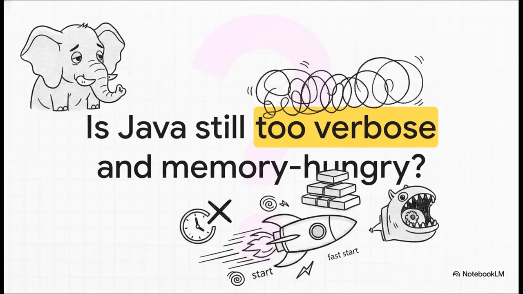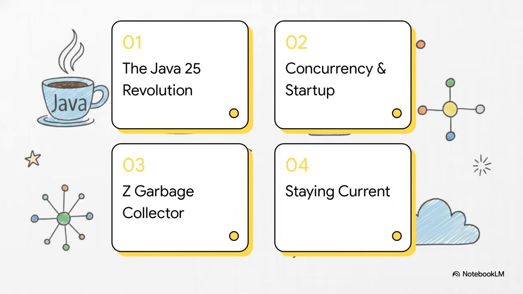The platform has undergone a massive evolution, and the tools that we have today are practically unrecognizable from the Java of 10 years ago. So, to shatter those old stereotypes once and for all, here is our roadmap for today. Number 1, the Java 25 revolution. Number 2, concurrency and instant startup. Number 3, mastering Z garbage collector. And finally, number 4, staying current with Java podcasts.